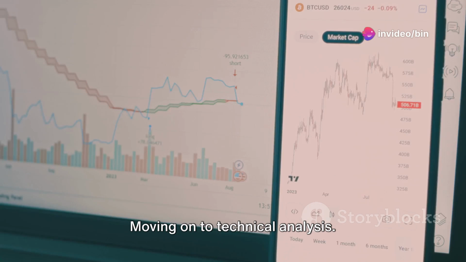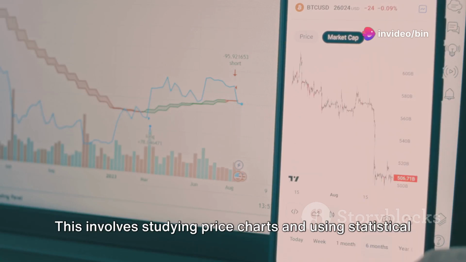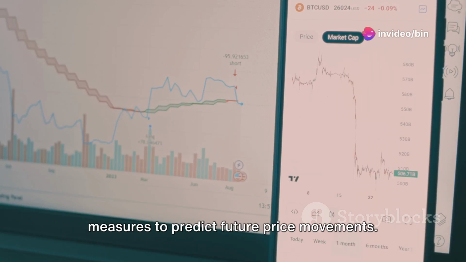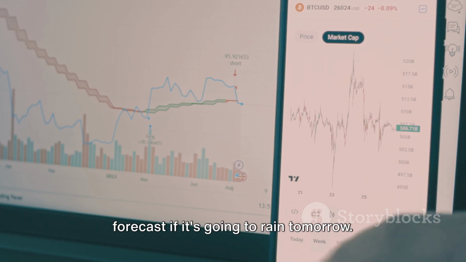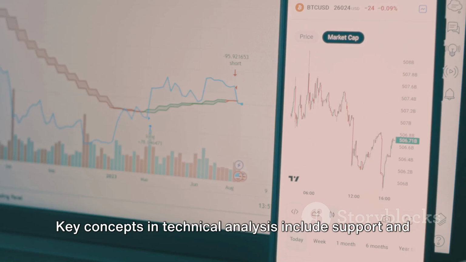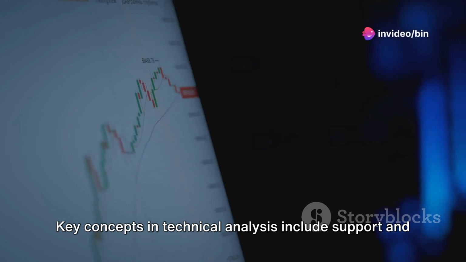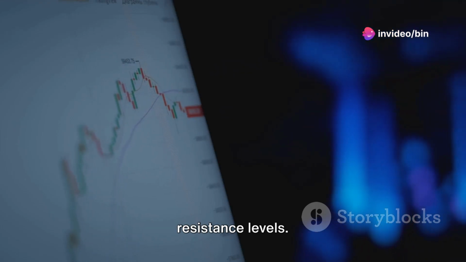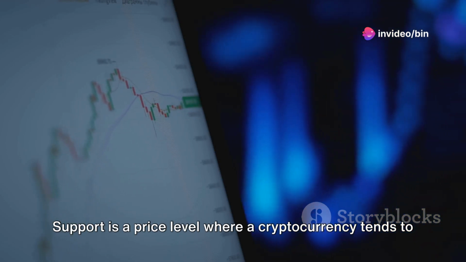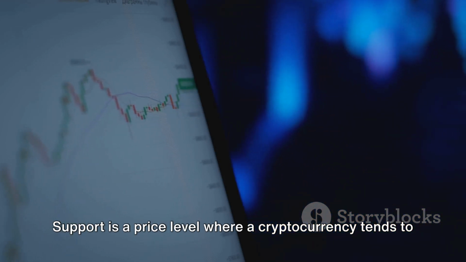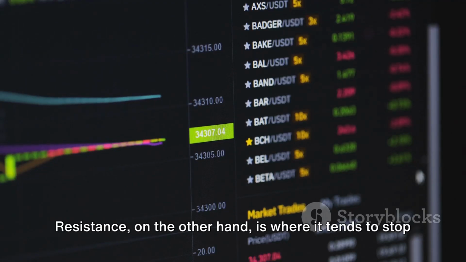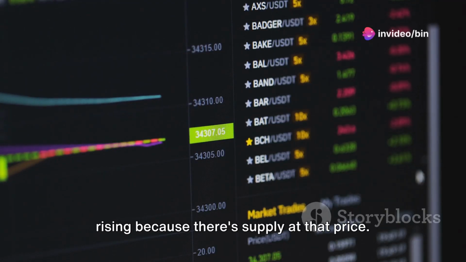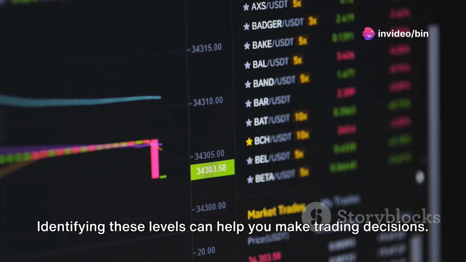Moving on to technical analysis. This involves studying price charts and using statistical measures to predict future price movements. It's like trying to spot patterns in the weather to forecast if it's going to rain tomorrow. Key concepts in technical analysis include support and resistance levels. Support is a price level where a cryptocurrency tends to stop falling because there's demand at that price. Resistance, on the other hand, is where it tends to stop rising because there's supply at that price. Identifying these levels can help you make trading decisions.